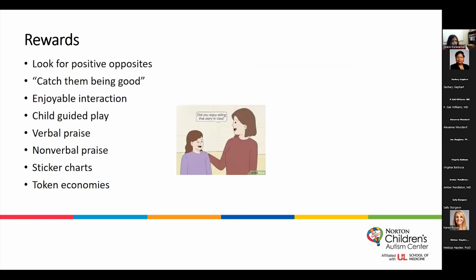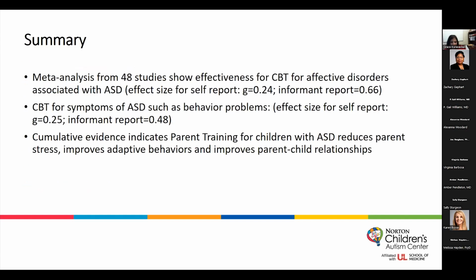From the parent perspective, always looking for the positive, catching the child being good and rewarding immediately, spending a lot of time having positive interactions versus negative interactions, and then exposing them and educating them on the range of reward systems that can be used, that can range from verbal praise to sticker charts and token economies.